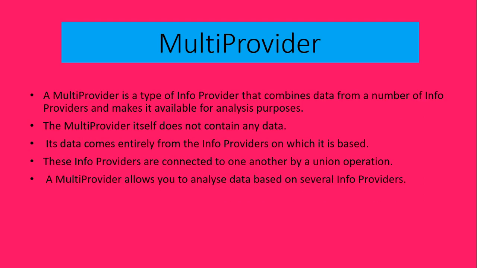Multi-provider is a type of info provider that combines data from a number of info providers and makes it available for analysis purposes. A multi-provider itself doesn't contain any data. Its data entirely comes from the info providers on which it is based. These info providers are connected to one another by a union operation. A multi-provider allows you to analyze data based on several info providers.